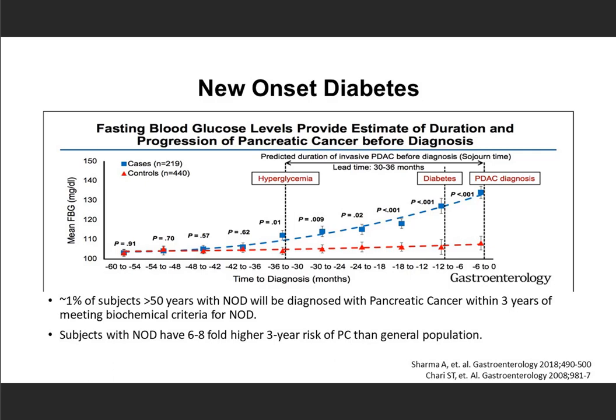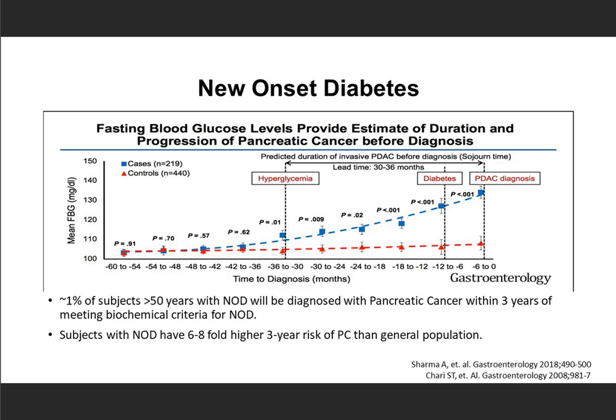And they estimated that 1% of subjects over the age of 50 who have new onset diabetes, meaning diabetes developing within the last 3 years, actually will be diagnosed with pancreas cancer. And that perhaps this evolution of diabetes is the body's way of giving us a signal that pancreas cancer is lurking in the pancreas despite the patient not having any symptoms. So this has been a very exciting observation and the beginnings of a study that is being rolled out by the National Cancer Institute to better understand this phenomenon.